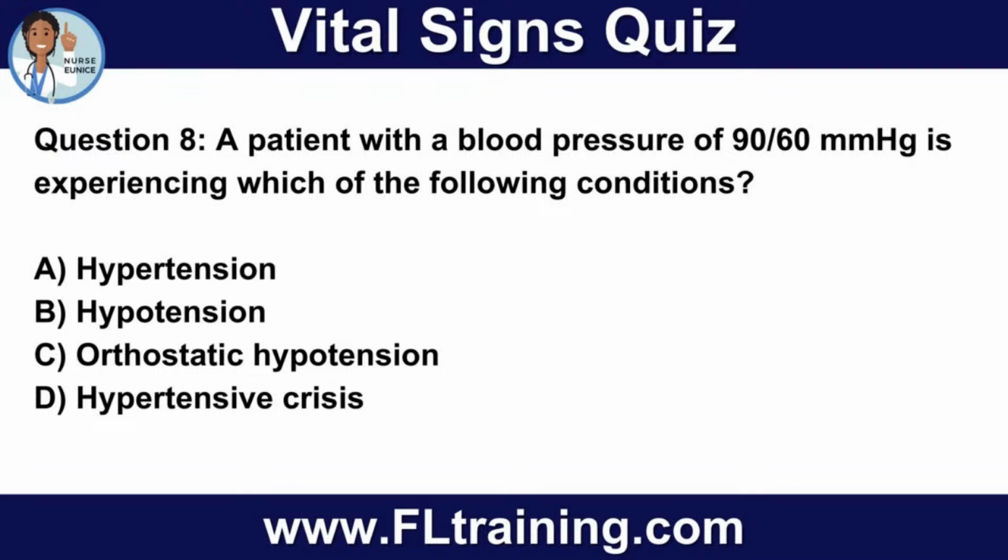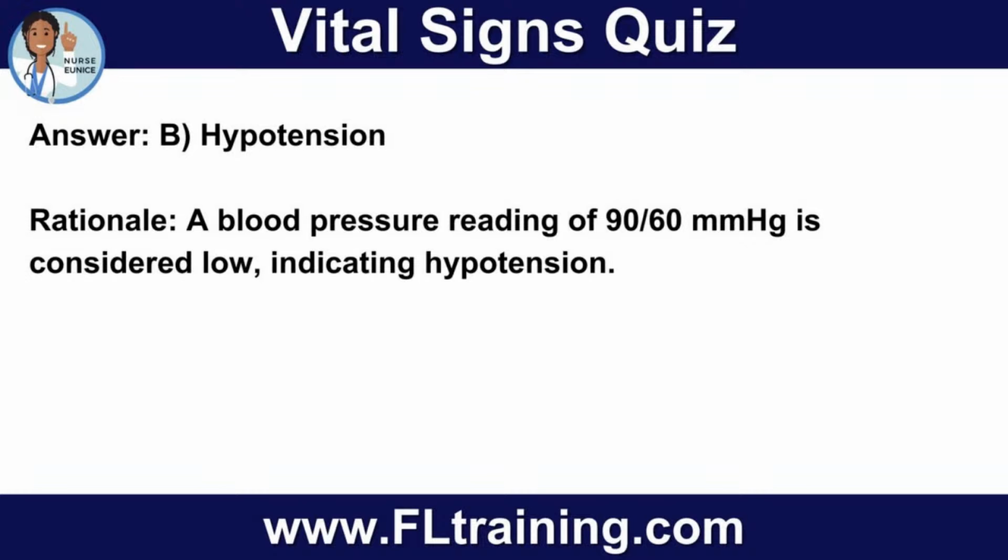Let's see the next one, question number 8. A patient with a blood pressure of 90/60 is experiencing which of the following conditions? Is it hypertension, hypotension, orthostatic hypotension, or hypertensive crisis? Hi, Fatu from North Carolina. All right. Very good, everybody. So this is really easy for you all. Yes, hypotension, a blood pressure reading of 90 over 60 is considered low, indicating hypotension.